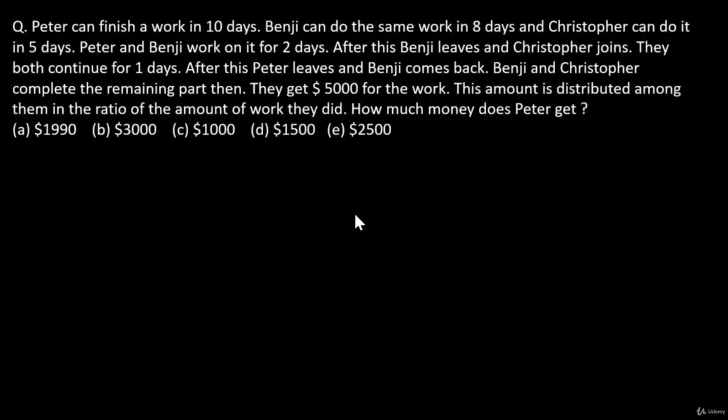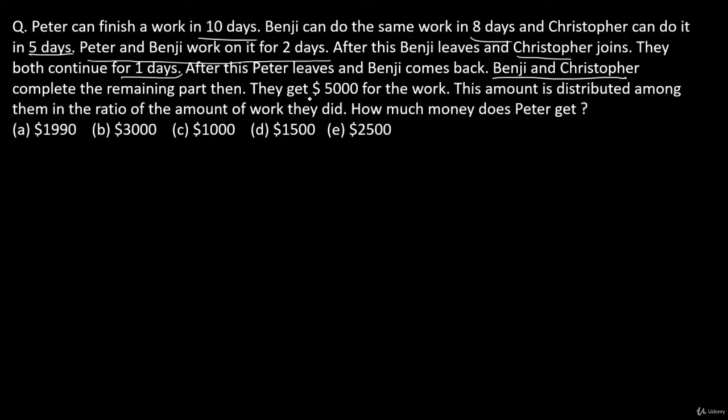Let's do this question. Peter can finish a work in 10 days. Benji can do the same in 8 days and Christopher can do it in 5 days. Alright, Peter and Benji work on it for 2 days. After this, Benji leaves and Christopher joins. So that's just Christopher and Peter now. They both continue for 1 day. After this, Peter leaves and Benji comes back. Benji and Christopher complete the remaining part.